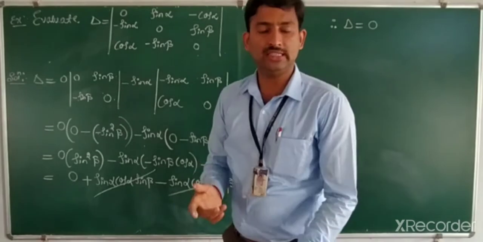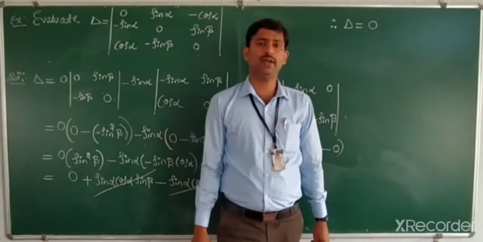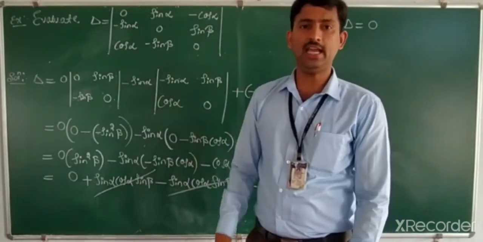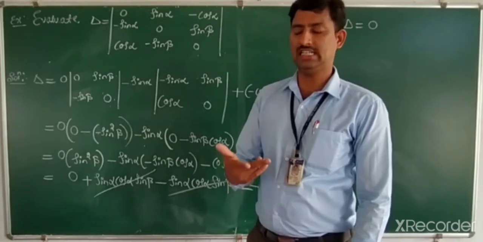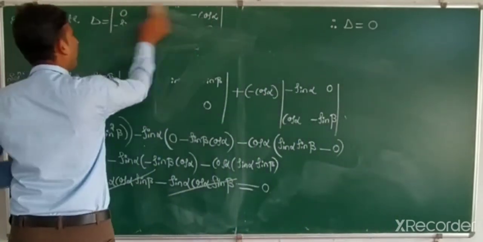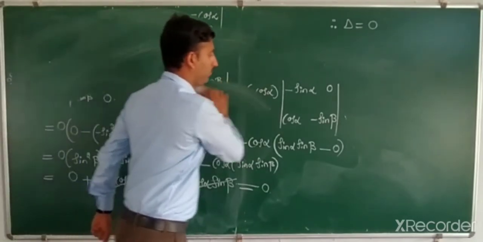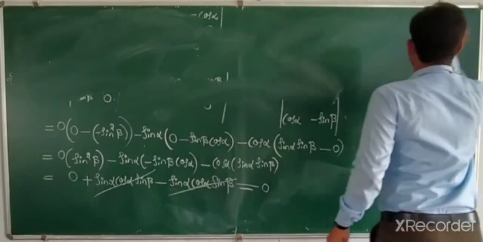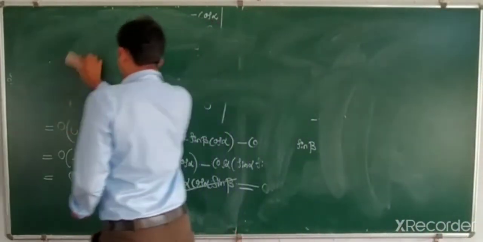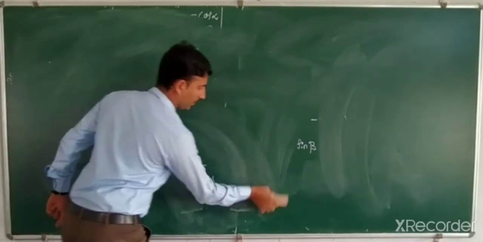But there is no compulsion that the delta value itself is 0. It may be some finite number, because a determinant is a number. Sometimes a determinant is a polynomial or function, correct? Or monomial, like that. But this type of problem is very, very important for the category of 2 marks. Evaluate: delta is equal to 0. Next we move towards another example. We will solve.